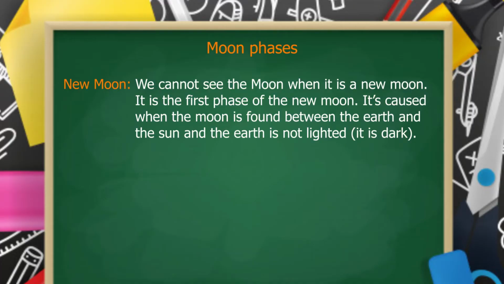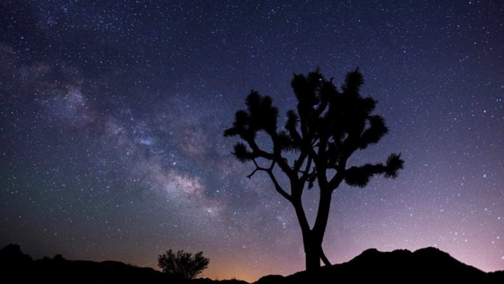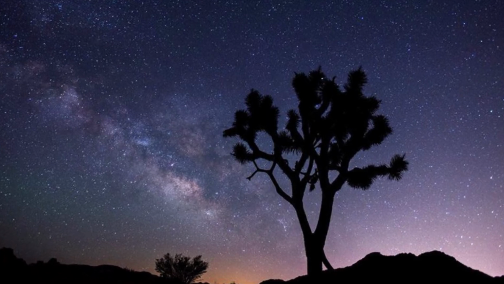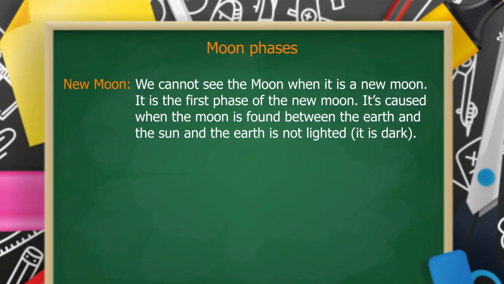New moon. We cannot see the new moon. It is the first phase of the moon. It's caused when the moon is found between Earth and the sun, and the side facing Earth is not lighted, it is dark.